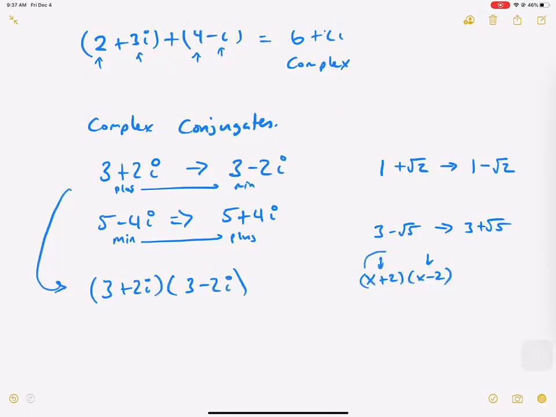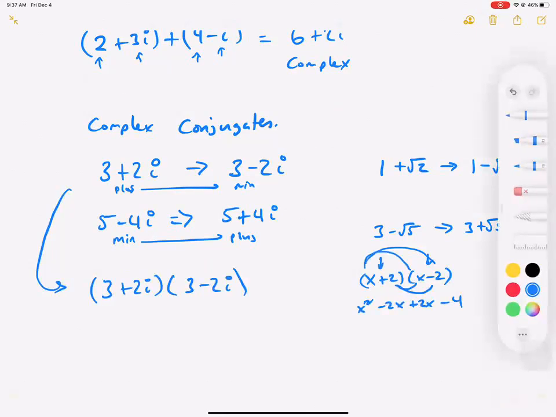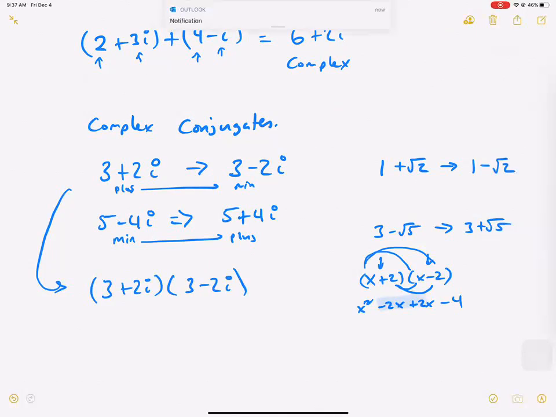X times x is x squared. X times 2 is negative 2x. 2 times x is plus 2x. And 2 times negative 2 is negative 4. Take a look at these middle terms here. And this is what you want to pay attention to right here. Whenever you have conjugates, the middle term always cancels out.